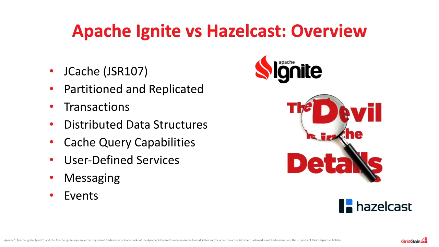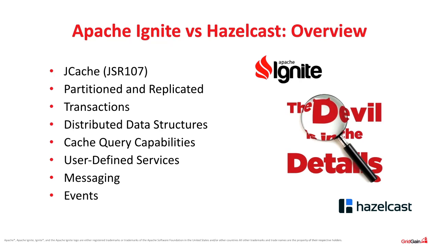So let's start by looking at what both Apache Ignite Data Grid and Hazelcast provide. Again, we're talking about data grid features. Both projects provide other functionality that you can find on their respective websites, but this presentation is about data grids.